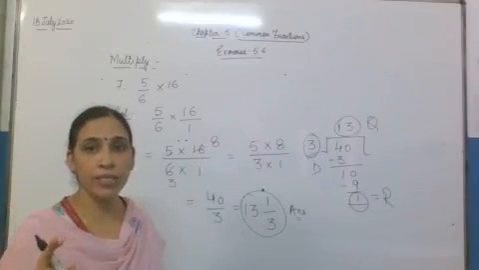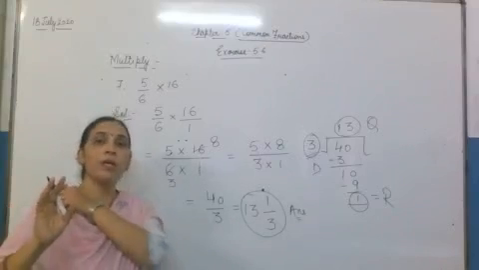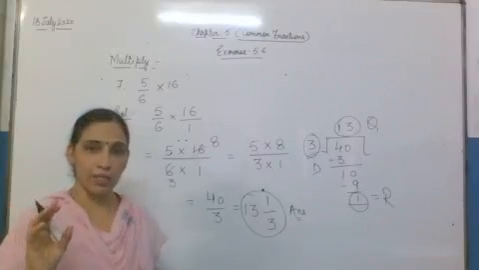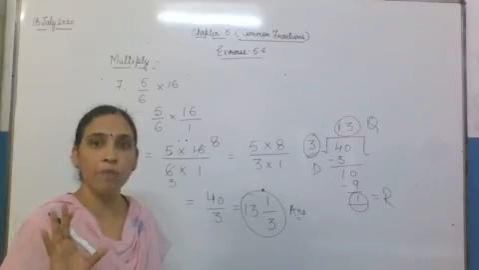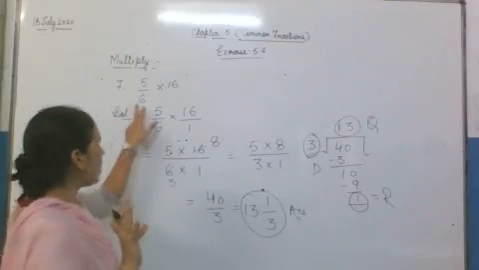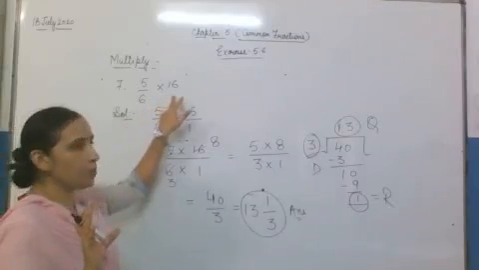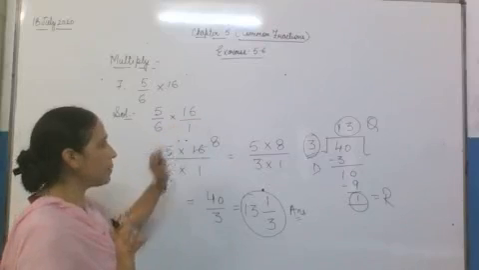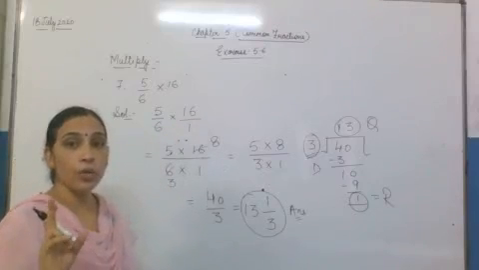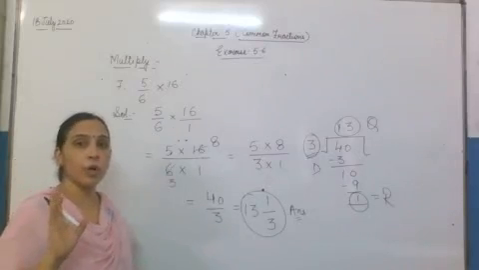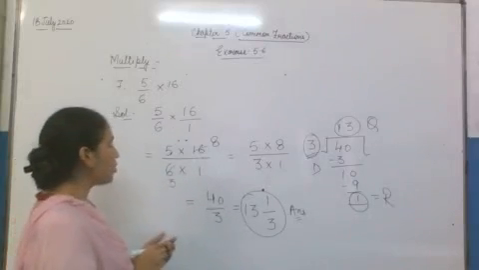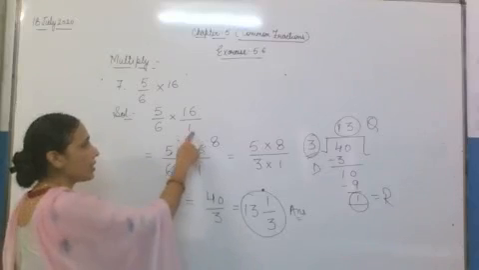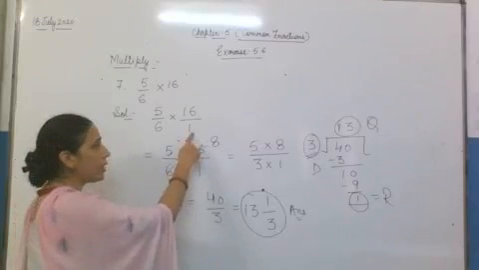Now 5 by 6 is an example of a proper fraction. So here a proper fraction is going to multiply by a whole number. So 5 by 6 is going to multiply by 16. Now we don't have anything in the denominator. So in the place of the denominator, what will I write here? I will write 1 over there.